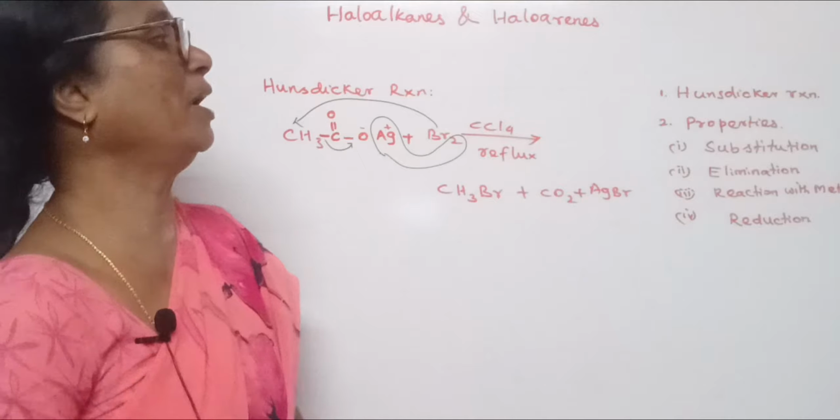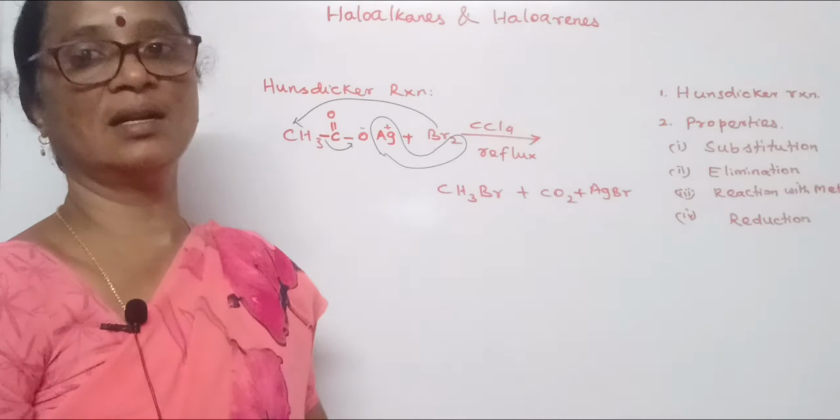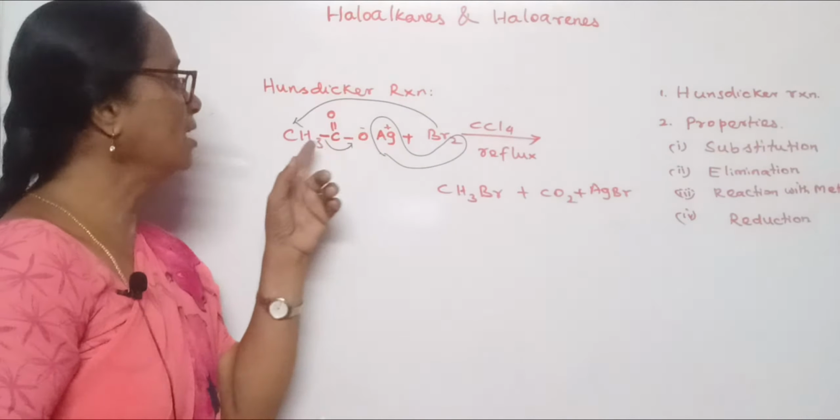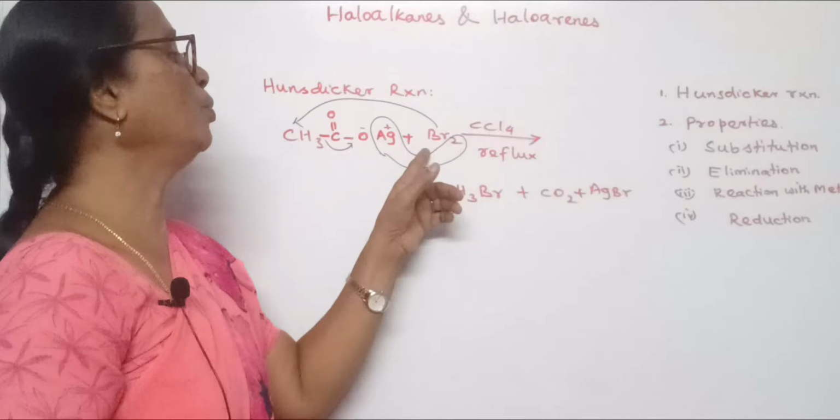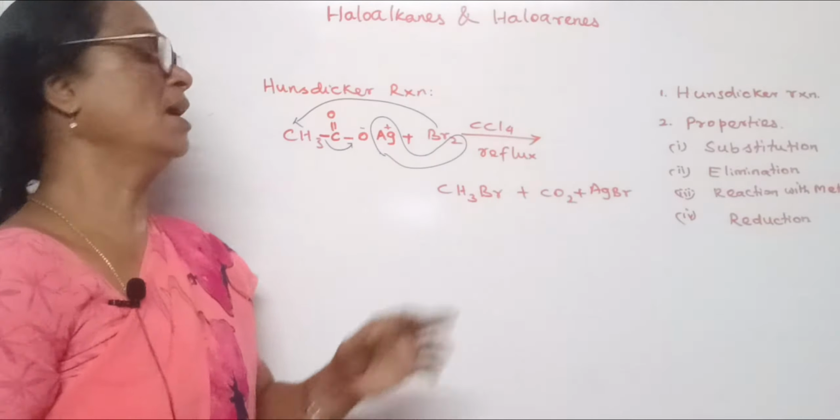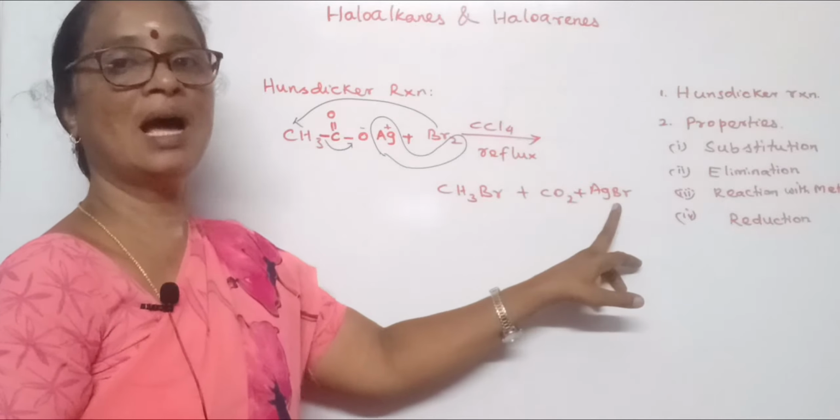One more preparation of haloalkane is from the Hunsdiecker reaction, in which the silver salt of a carboxylic acid is taken. When it is refluxed with bromine in carbon tetrachloride, it forms the alkyl halide and carbon dioxide along with silver halide.